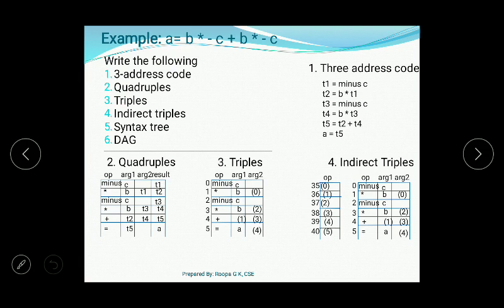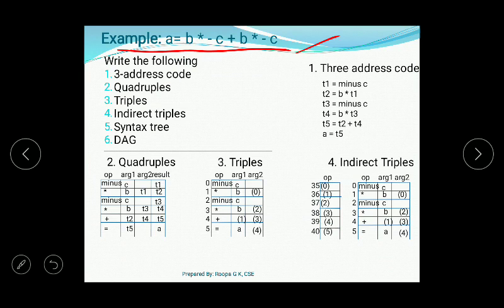Consider this example, very important. You may get problems under this topic. A is equal to B star minus C plus B star minus C. Unary minus we are using. Write the following. This is the question. We need to write 3 address code, quadruple, triple, indirect triple. Along with these 4, syntax tree and DAG also we need to write. Now, one by one, 3 address code.